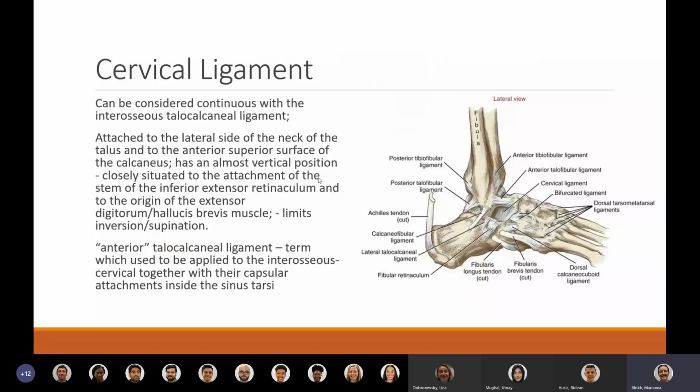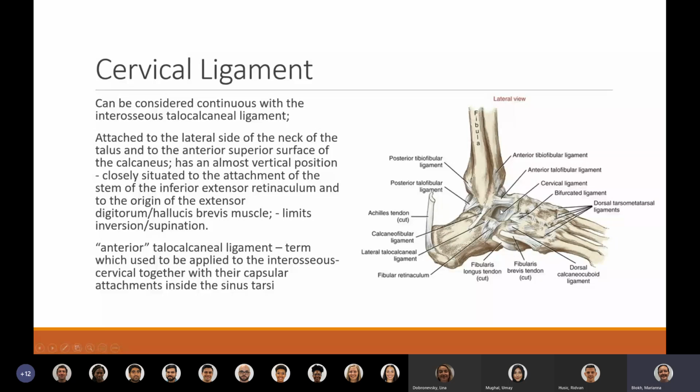All right, cervical ligament. Cervical ligament is considered part of the interosseous talocalcaneal ligament. So remember the sinus tarsi. Remember, we have the canal that's created by the talus and the calcaneus, right? The sulci create a canal, the sinus tarsi. Laterally, it's a lot larger than medially. Medially it's a little hole, but laterally it's a large area.